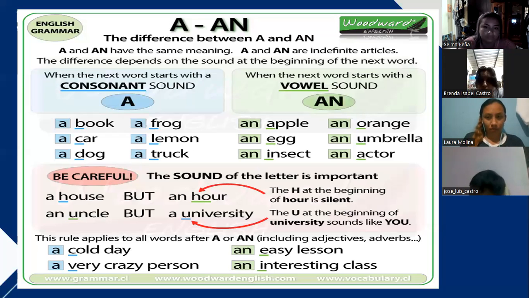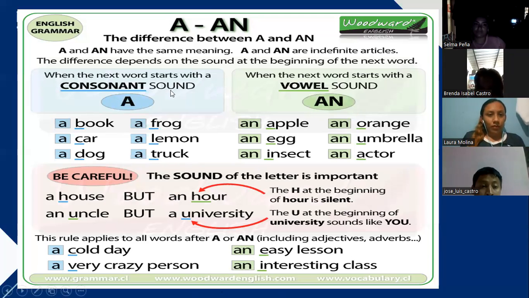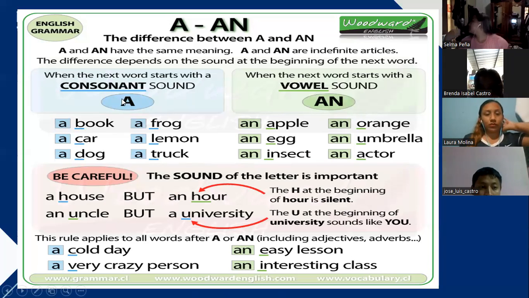So, guys, let me... Okay, yeah. All of you are correct. Todos están correctos. ¿Quién tiene que ir an con una vocal? Sin embargo, es como el compañero me enseñó, ok? No va a ser solo porque la letra sea así, sino es por el sonido, la pronunciación. So, primero veamos esto. Antes de un sonido de consonante, chicos, vamos a agregar a. Por ejemplo, a book, a car, a dog. ¿Y qué significa a?